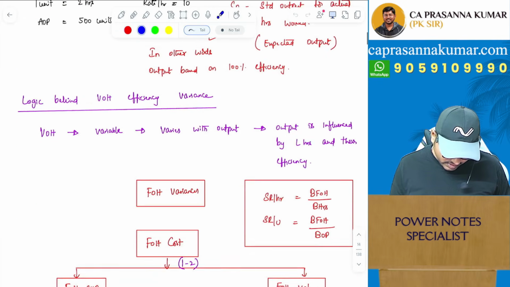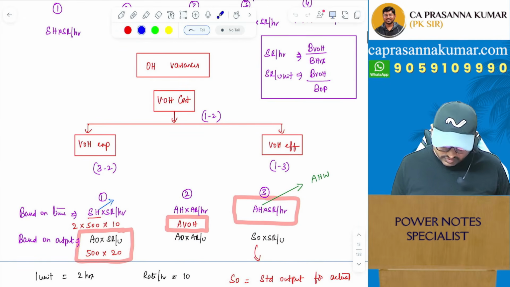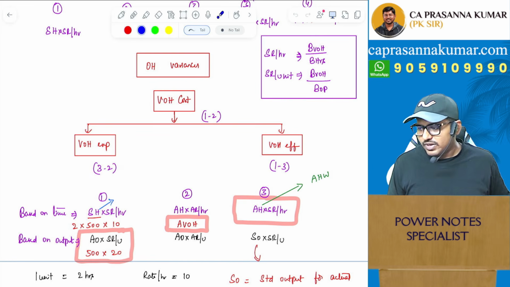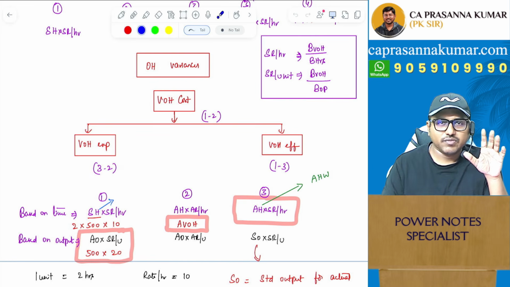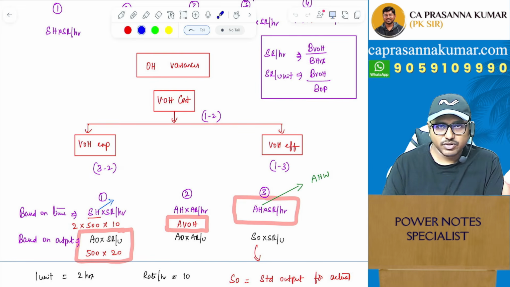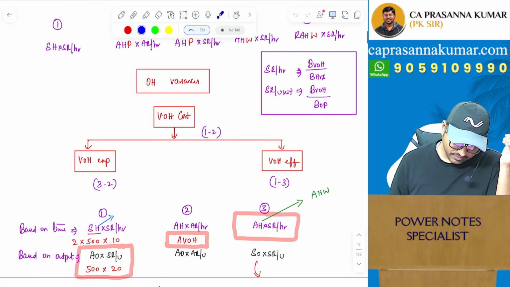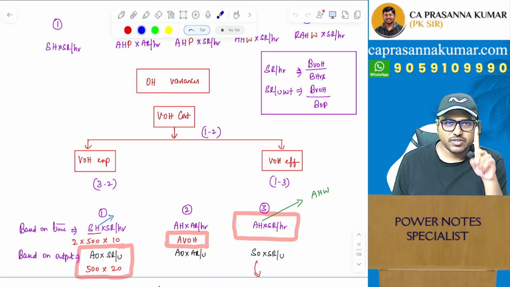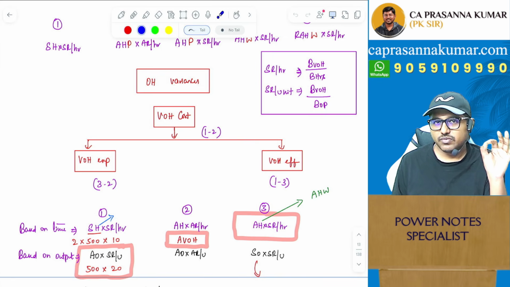What is the next one? We have overhead variance. When it comes to overhead variances, both fixed and variable will be done simultaneously. After that, we'll go on. Now, what you need to understand is that the first step is to make the overhead variance calculation.